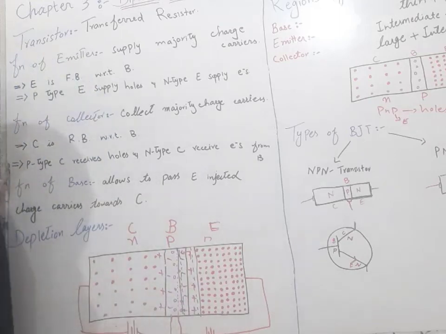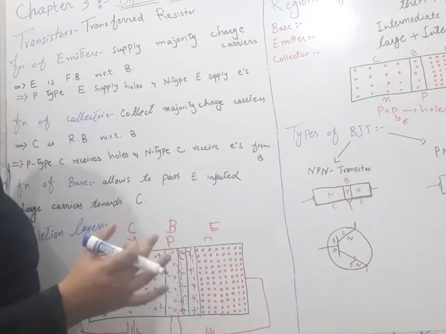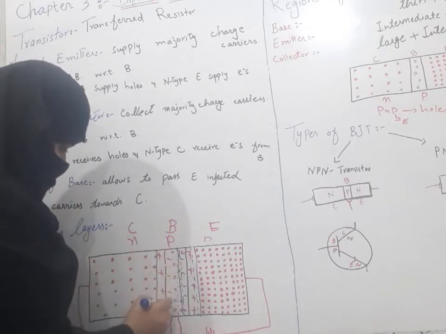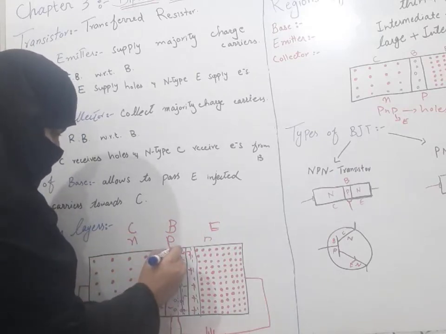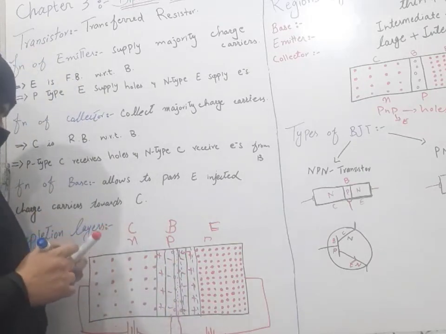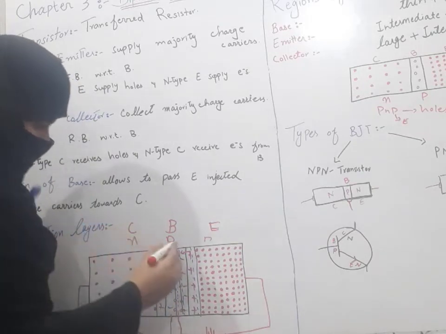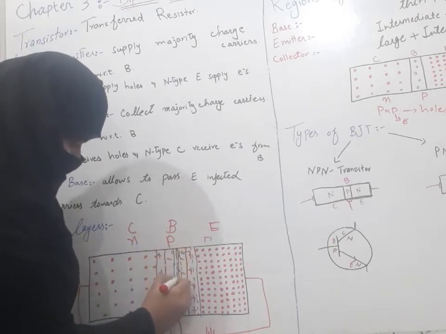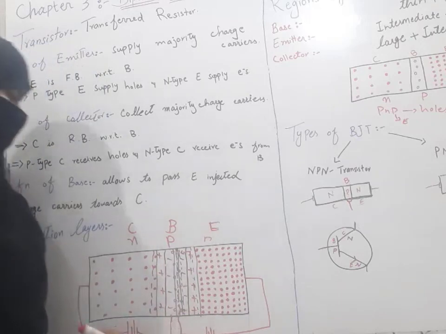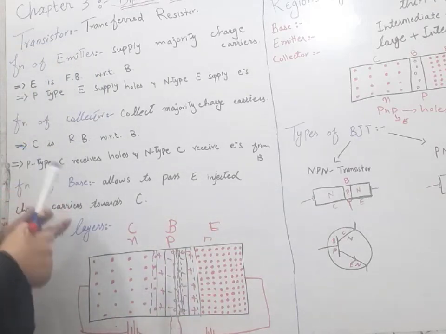For reverse biasing, the width of the depletion layer will increase. Let's suppose the width of the depletion layer before biasing is this, and after biasing the width of the depletion layer will be increased. So this will happen.